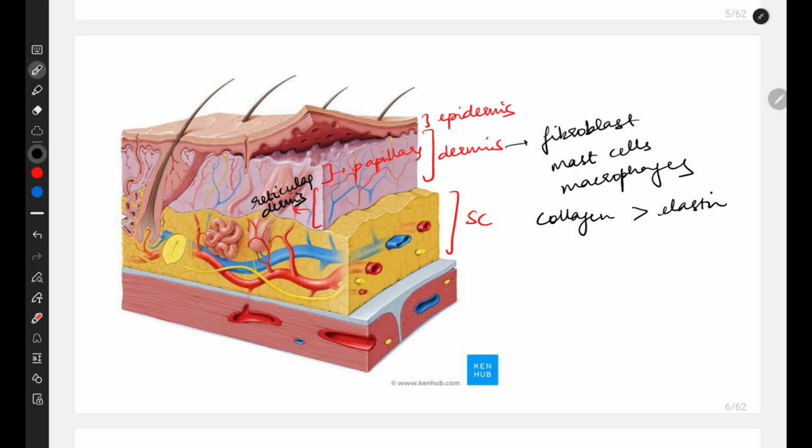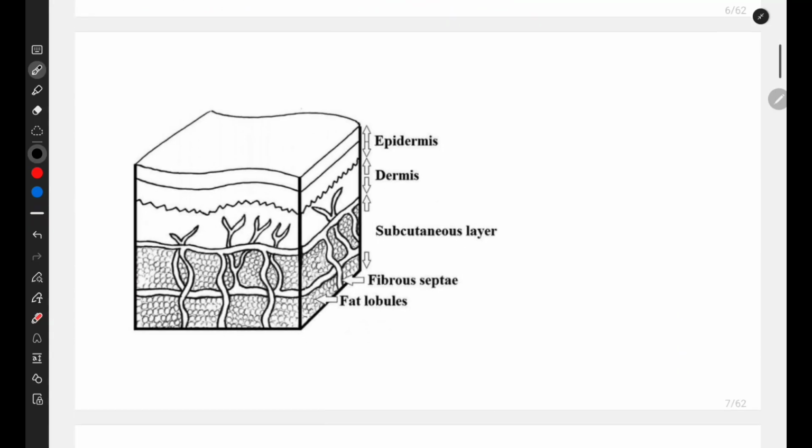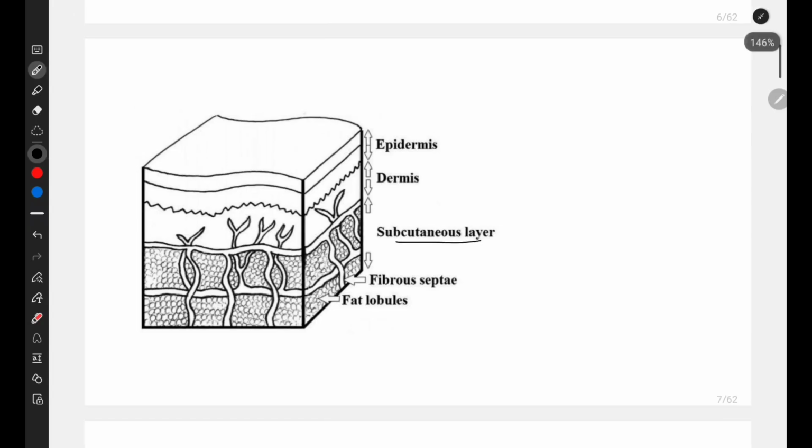So the dermis will get blood supply, but the epidermis won't get blood supply. So the epidermis is avascular. Then coming to the subcutaneous layer. So after the epidermis and dermis, then the subcutaneous layer, which will divide into many lobules. So we can see this is a lobule. This one part is a lobule. This will be separated by a septa, a fibrous septa.